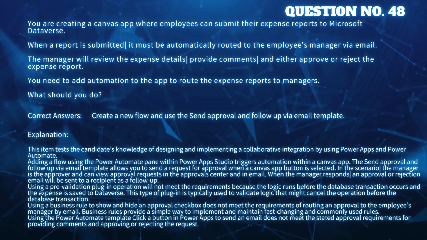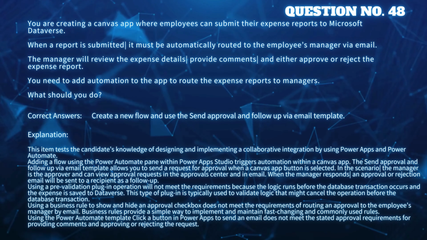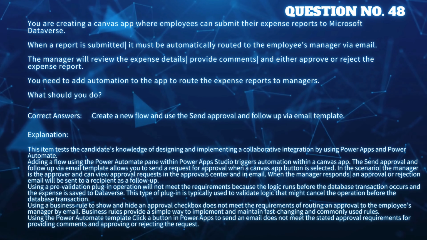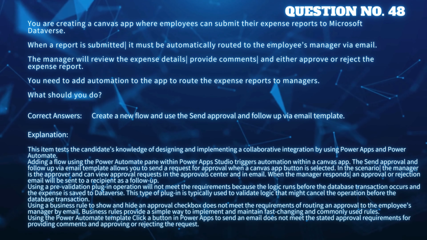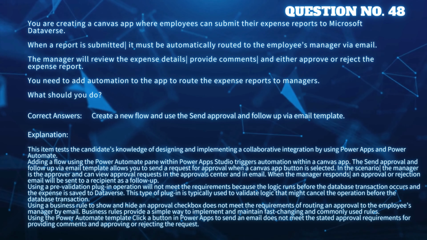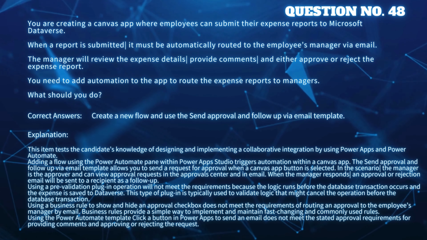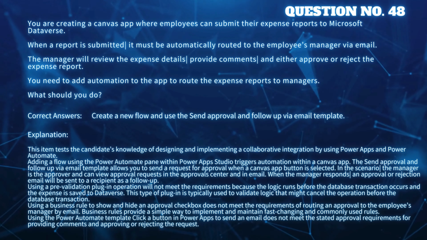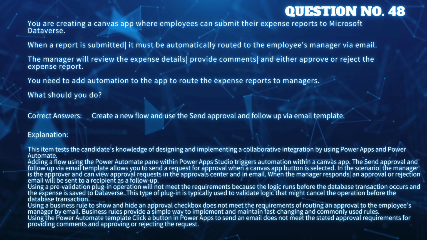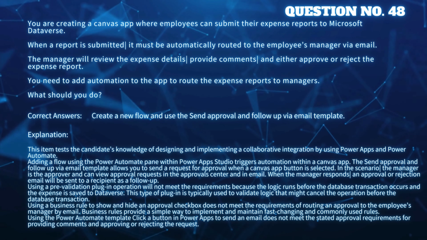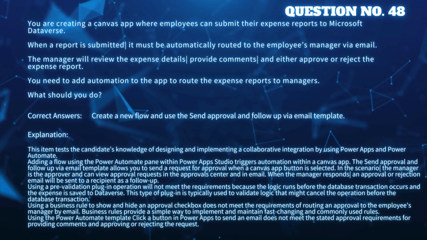Using a business rule to show and hide an approval checkbox does not meet the requirements of routing an approval to the employee's manager by email. Business rules provide a simple way to implement and maintain fast-changing and commonly used rules. Using the Power Automate template, click a button in Power Apps to send an email does not meet the stated approval requirements for providing comments and approving or rejecting the request.